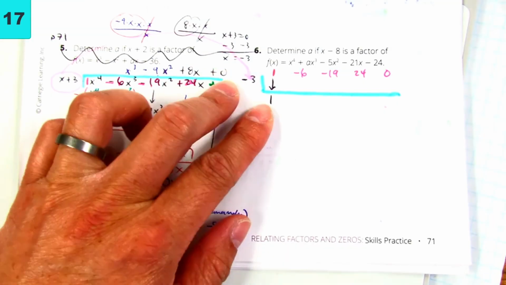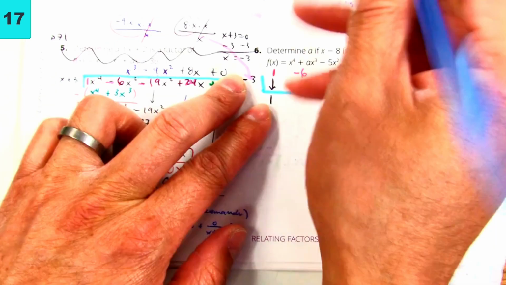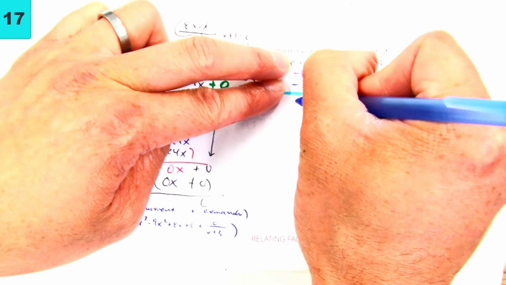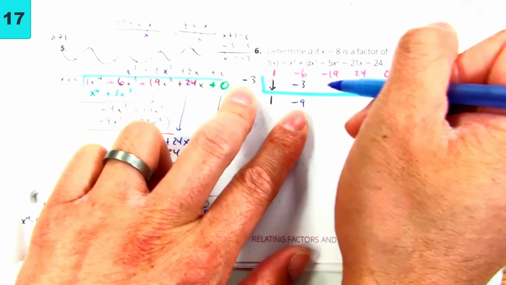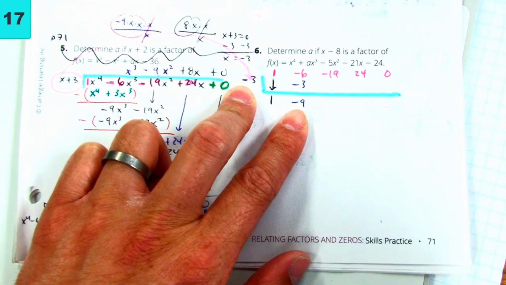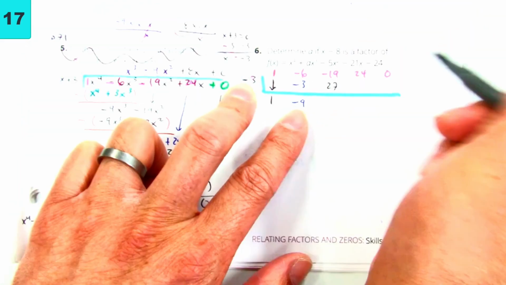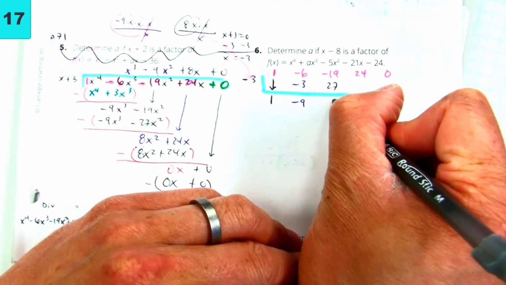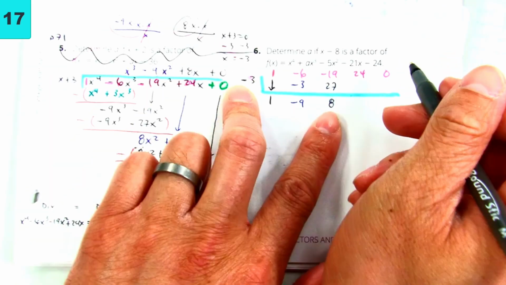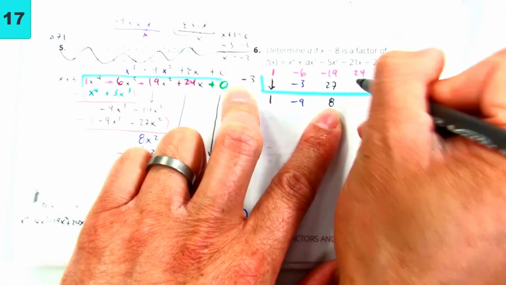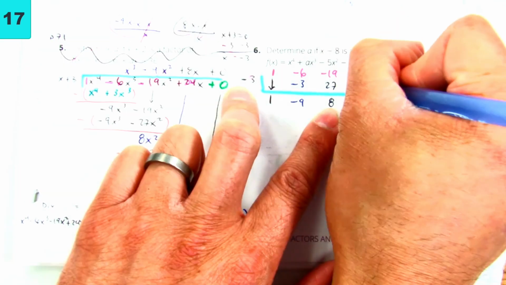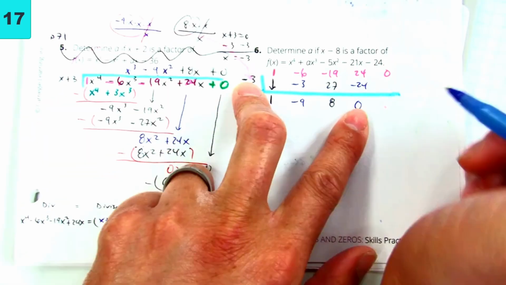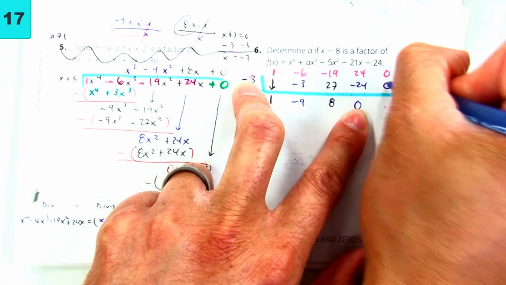Negative 3 times 1, class. Add down. Negative 6 minus 3. Negative 9. Multiply. 27. Add down. 8. Multiply. Correct. Add down. Multiply. Add down. 0.